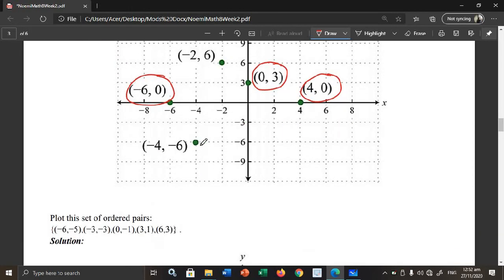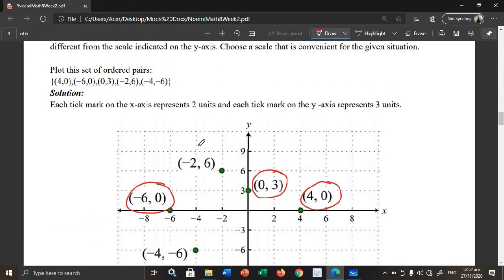May napansin kayo, yung isang ordered pair, 0 yung x niya. This one. Dito naman, 0 yung y niya. As well as this. So, sometimes nangyayari talaga yan, no? Actually, hindi lang sometimes, madalas. Kapag ganyan, it is normal, no?